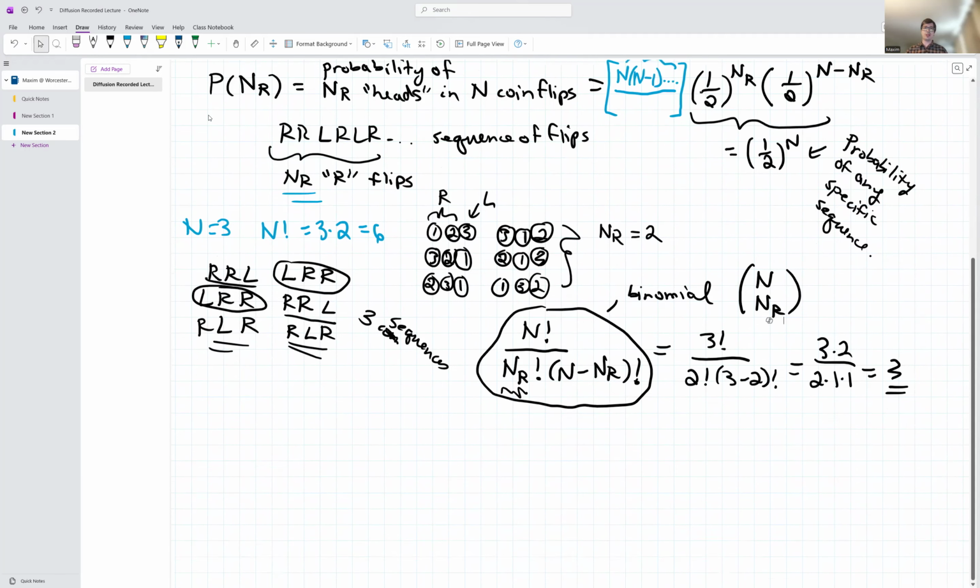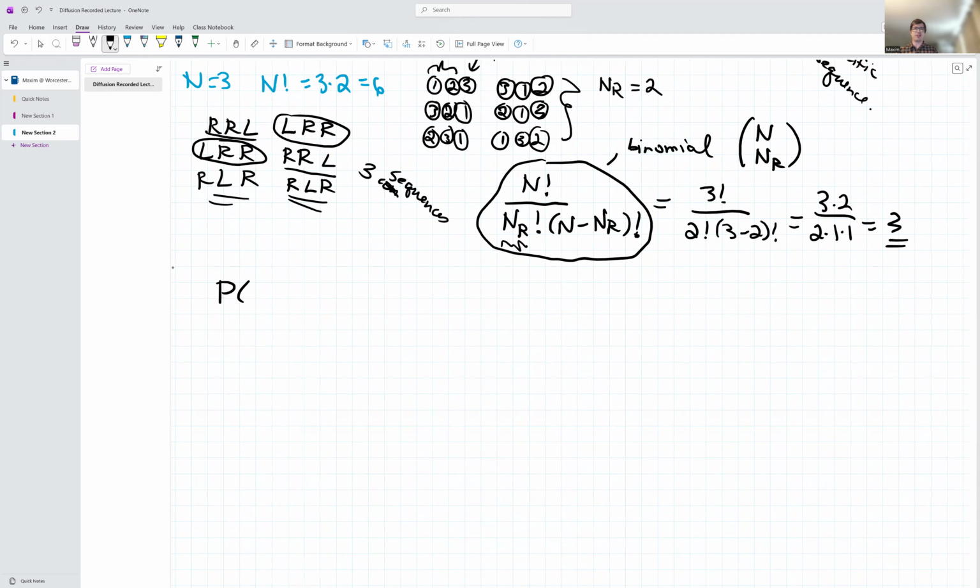So putting it all together, the probability of observing n sub r heads is, out of n total flips, you choose n sub r of them to be to the right. That's the number of ways of doing that. And then it's multiplied by the probability of observing any particular one of those sequences, and that's just 1 over 2 to the n. This is called a binomial distribution.